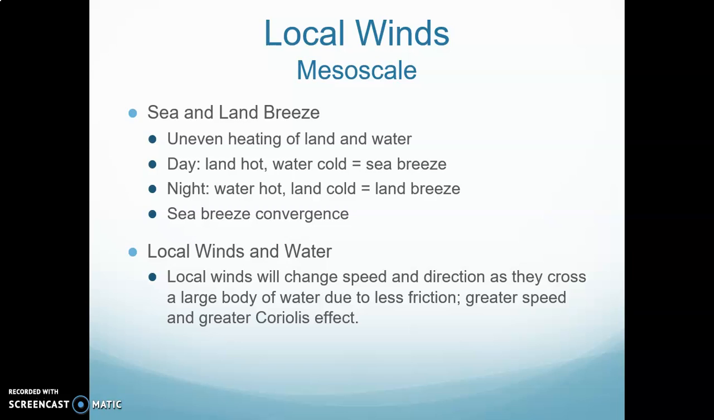Now, the local winds are always going to change in speed and direction as they cross large bodies of water. This has to do with the fact that water has less friction. And when you have less friction, that means they get faster wind speeds and you have a faster Coriolis effect. So you can also get changes not just in the speed due to less friction, but changes in wind direction due to the greater Coriolis effect.